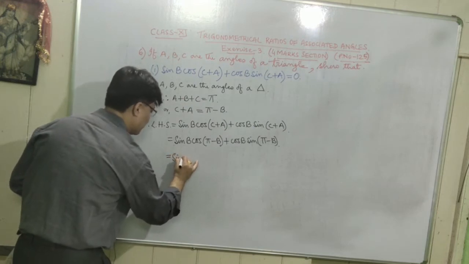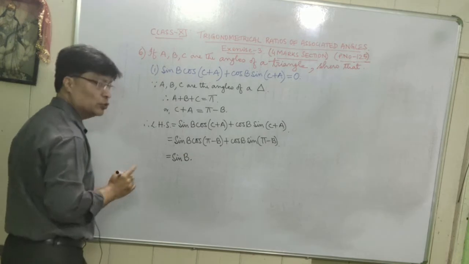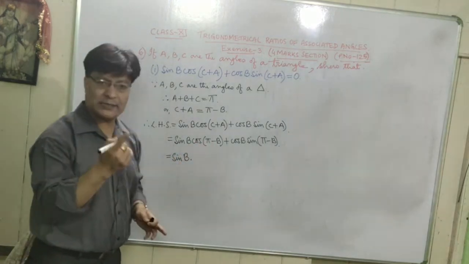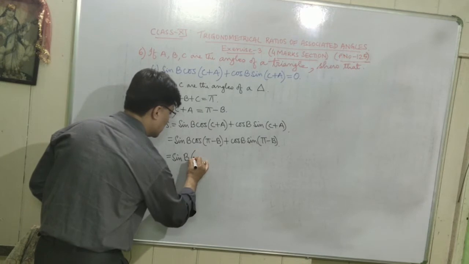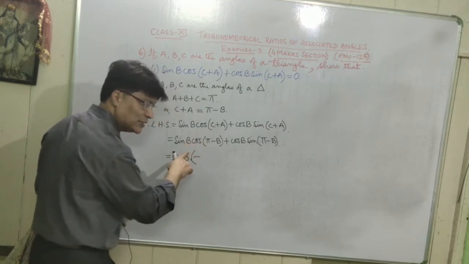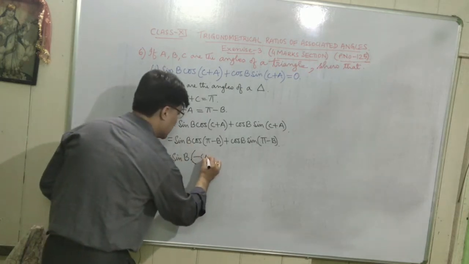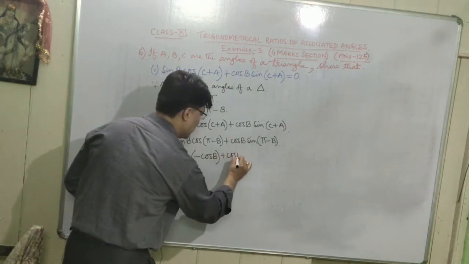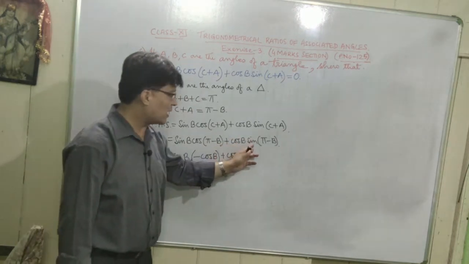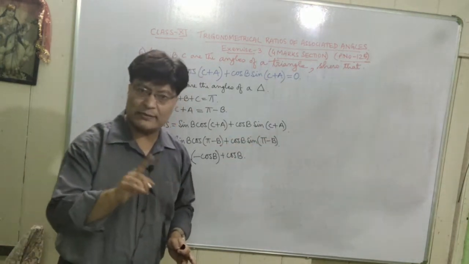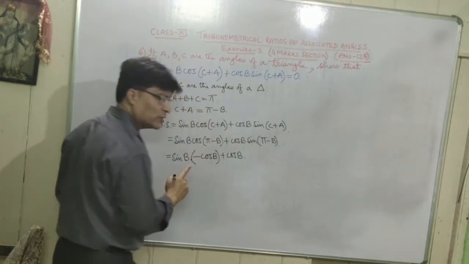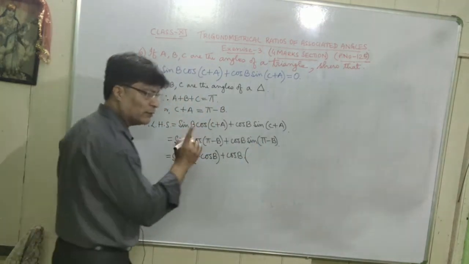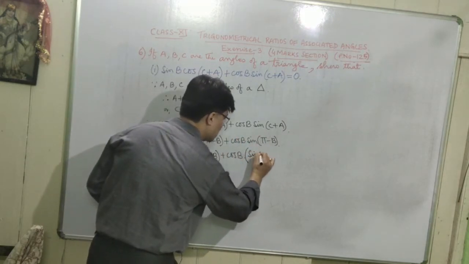So this is sine B into, now what is the formula for cos (pi minus B)? You know that pi minus B lies in the second quadrant. In the second quadrant cos is always negative. Since this is 180, 90 into 2, that is an even multiple of 90, cos remains as it is, that is minus cos B. It will not change. Okay, plus cos B into, now what is the formula for sine (180 minus B)? You know that 180 minus some angle lies in the second quadrant. In the second quadrant sine is always positive, and here sine remains as it is, since 180 degree is 90 into 2, an even multiple of 90. So it is sine B.